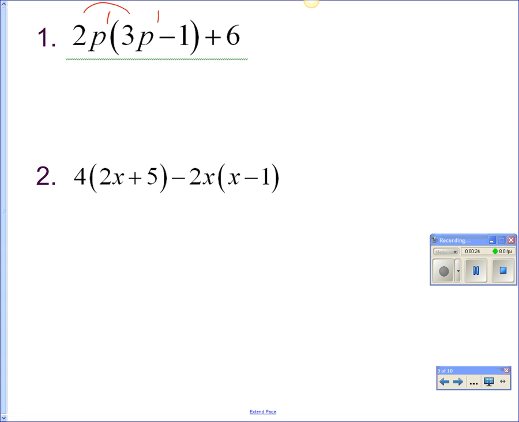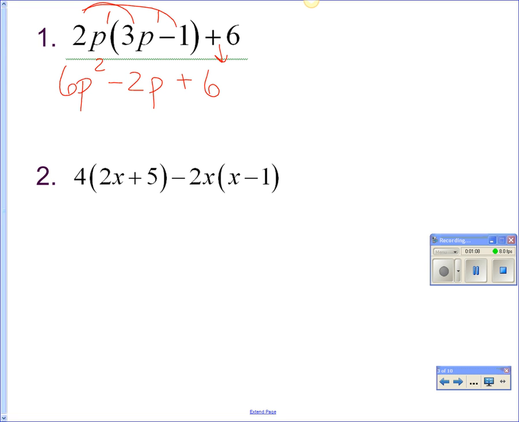So remember, 2p gets multiplied by 3p, so 2 times 3 is 6, and what do I do with my little numbers? Add them. So it's 6p to the second. So write that down, please. You also have to multiply 2p times negative 1. You have to distribute it to both of them. So 2 times negative 1 is negative 2p. And then you're going to drop down your plus 6. It's not in the parentheses, so it gets dropped down.